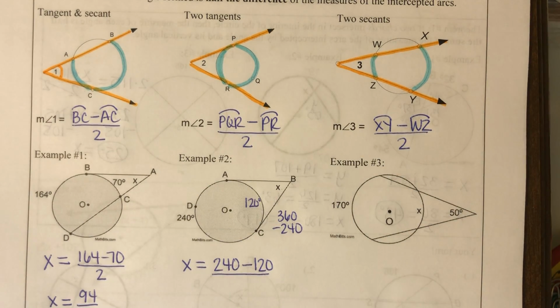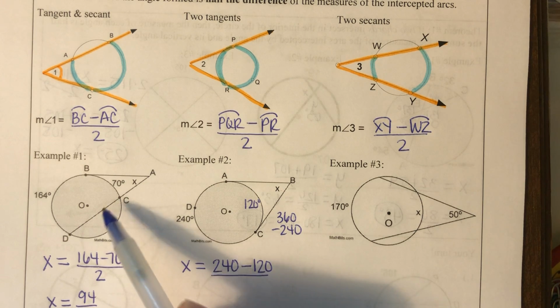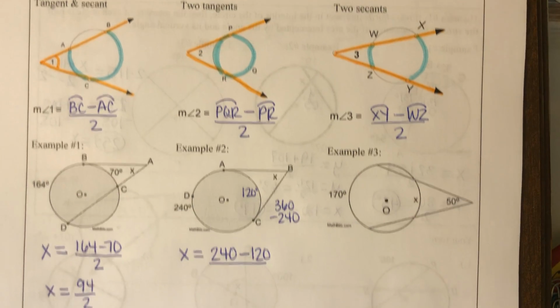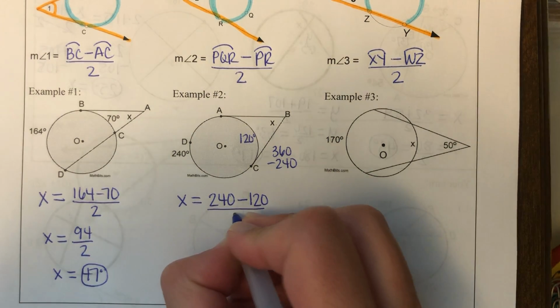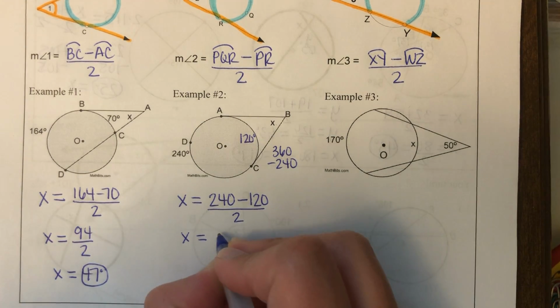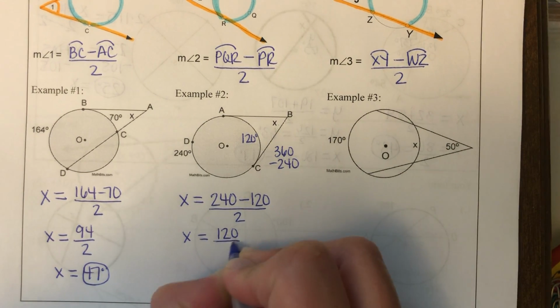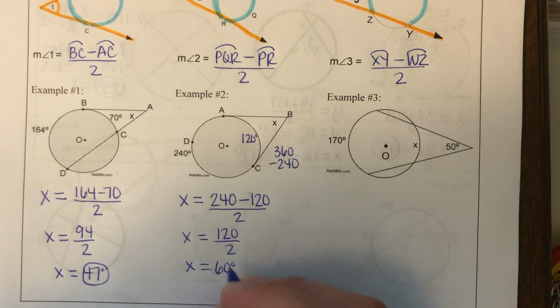I can't do that in the last one because notice there's an arc that hasn't been used, okay? But I can always do it for 2 tangents. So 240 minus 120 divided by 2. So that's 120 divided by 2, and we get 60 degrees.